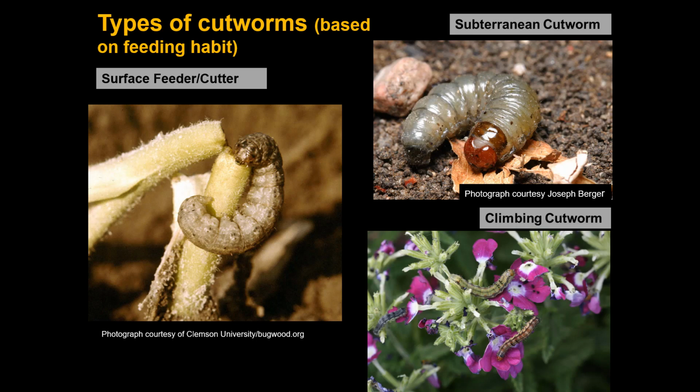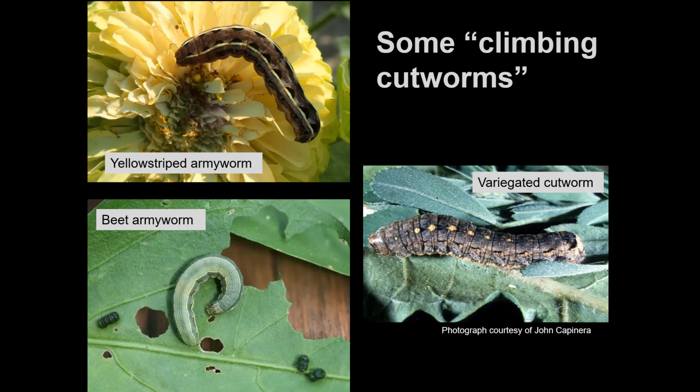But most of the ones that cause damage early in the season are active right around the soil line, maybe a little above, maybe a little below, but right around the soil line. And might be out on the soil at night. They're surface feeders and cut plants.